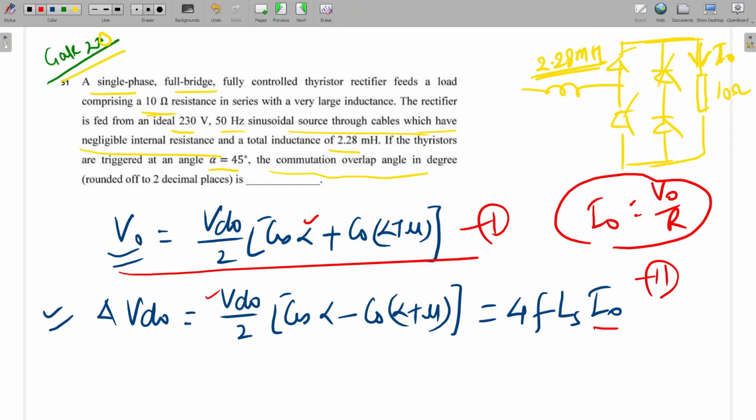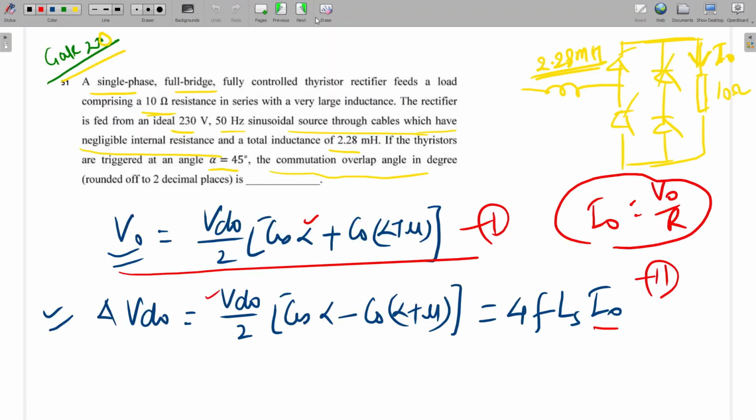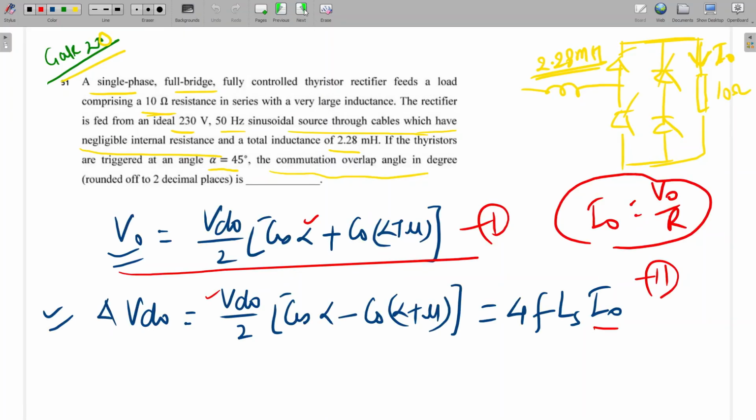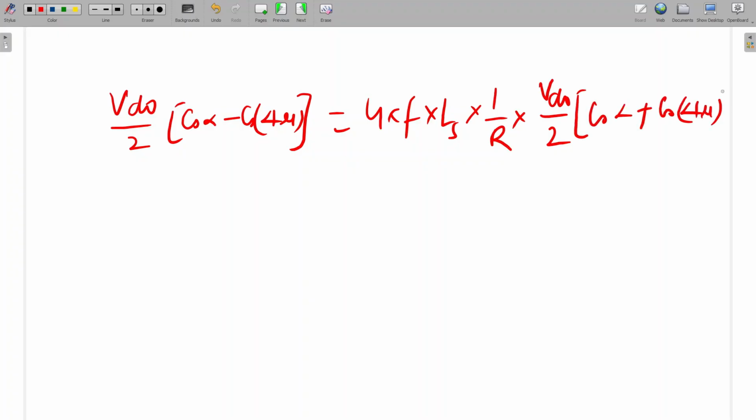Yes, sir. After 2-3 lines, Vd0 by 2, Vd0 by 2 will cancel, sir. That will be cancelled. Okay. So I'm going to write the equation together. So Vd0 by 2, that will be cos alpha minus cos alpha plus mu is equal to 4 into f into Ls into I0. So I0 is equal to 1 by R into Vd0 by 2 into cos alpha plus mu. So here Vd0 by 2 will cancel.